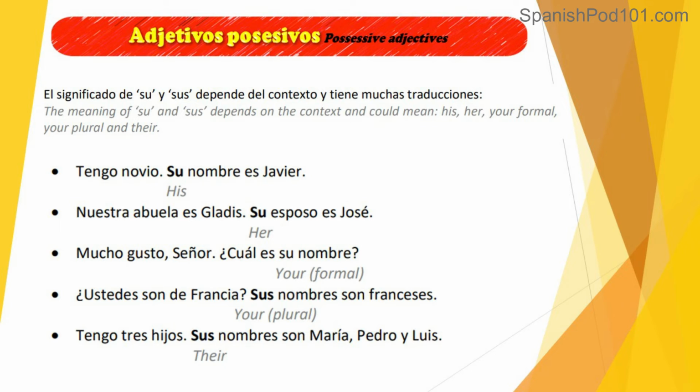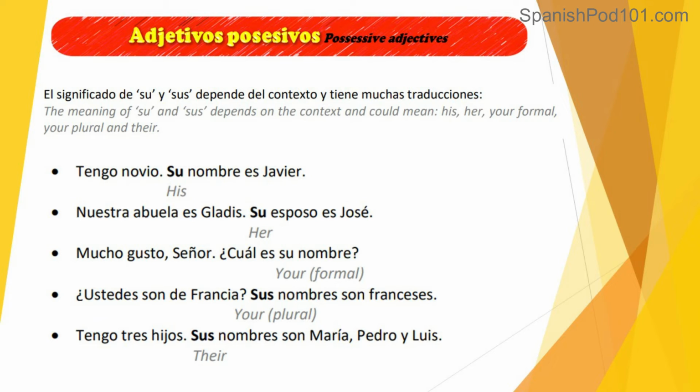The meaning of su and sus depends on the context and could mean his, her, your for formal register, your for the plural, and also their. Let's have a look at some examples. Tengo novio. Su nombre es Javier. Context will help us a lot to see what su or sus mean. If you say tengo novio, that means I have a boyfriend. So when I say su nombre, I'm referring to the boyfriend. So in this case, su means his name is Javier.